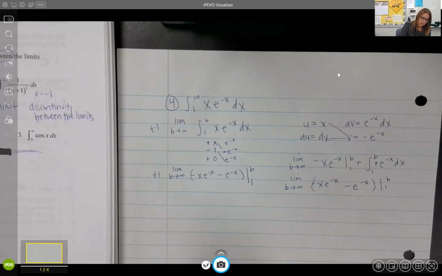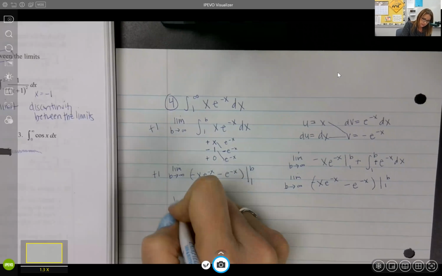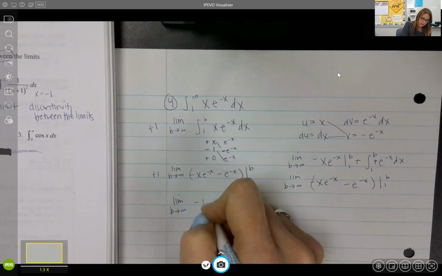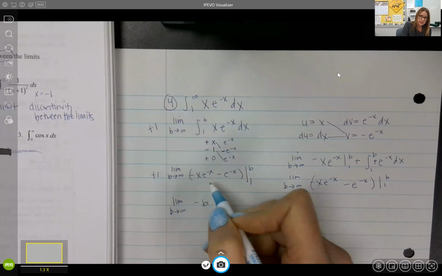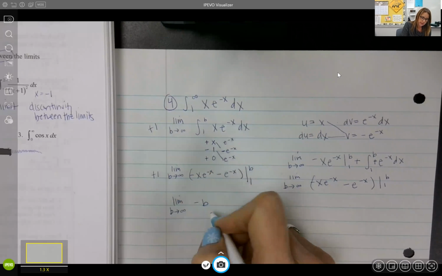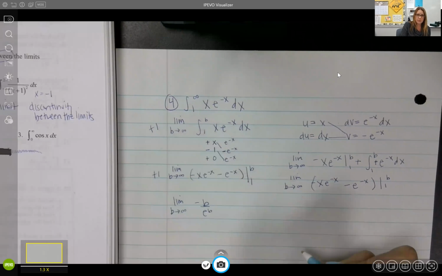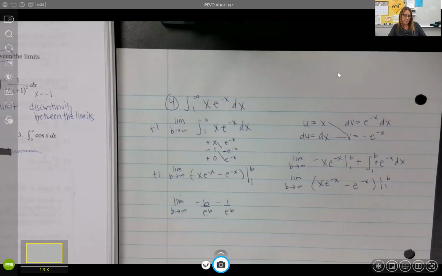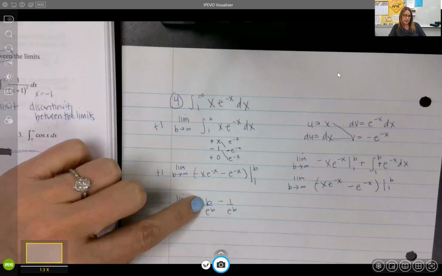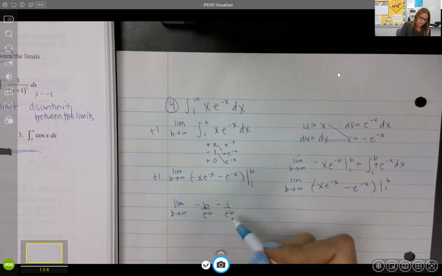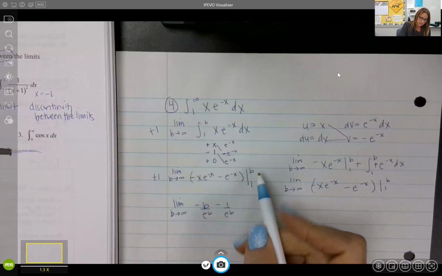So now I'm going to plug b in. So I get the limit as b approaches infinity of negative b. And then if I plug a b in here, negative b is going to be 1 over e to the b. So I'm just going to put e to the b right here. Minus another 1 over e to the b. This one had an x in front, so that's why there's a b here. And this one had a 1 in front, so that's why it's a 1. Okay? So I've plugged in the b.